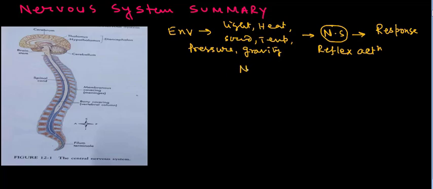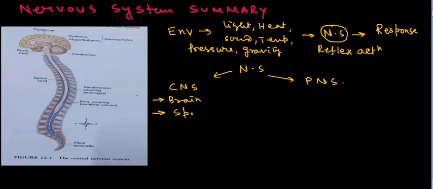And our nervous system is divisible into two most important parts. One is the central nervous system and the other is the peripheral nervous system, or PNS. You can see this is the diagram of the central nervous system, and the central nervous system is made up of the brain and the spinal cord, right? We will see the structure of the brain and also the structure and functions of the spinal cord.